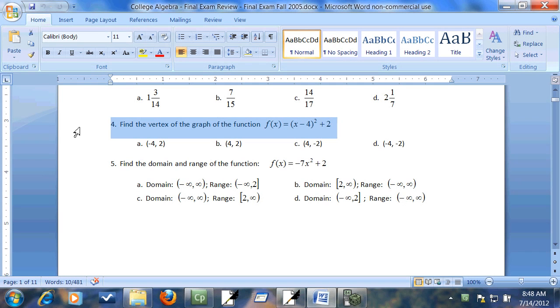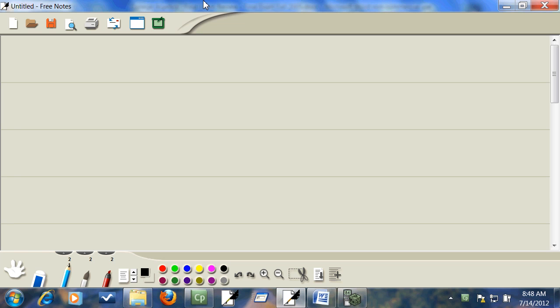Let's take a look at number 4. It says find the vertex of the graph of the function. Now to begin with, let's refresh our memory on what a vertex is. If our graph opens up like this, our vertex is the lowest point. So that'd be our vertex. If our graph opens down like that, our vertex will be the highest point.